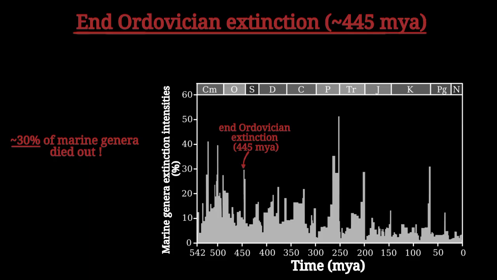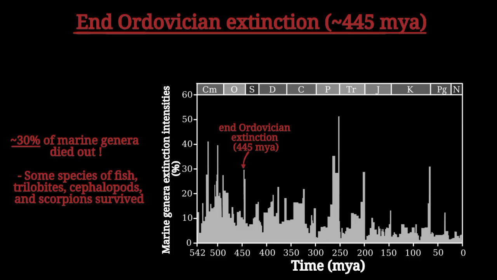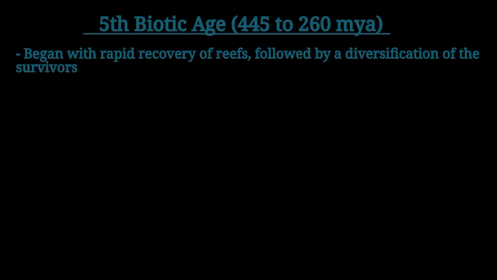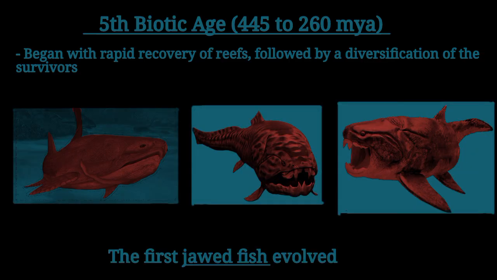As devastating as it was, life was left standing at the conclusion of the end-Ordovician extinction. Many species of fish, scorpions, trilobites, and cephalopods were among the noteworthy survivors. At the start of the fifth biotic age, the reefs that were decimated by the end-Ordovician extinction recovered. Eventually, the marine life that made it through began to diversify rapidly. Around that time, the first jawed fishes evolved. One of their subgroups, the ray-finned fish, are thought to be the direct ancestors of modern bass, tuna, and salmon.